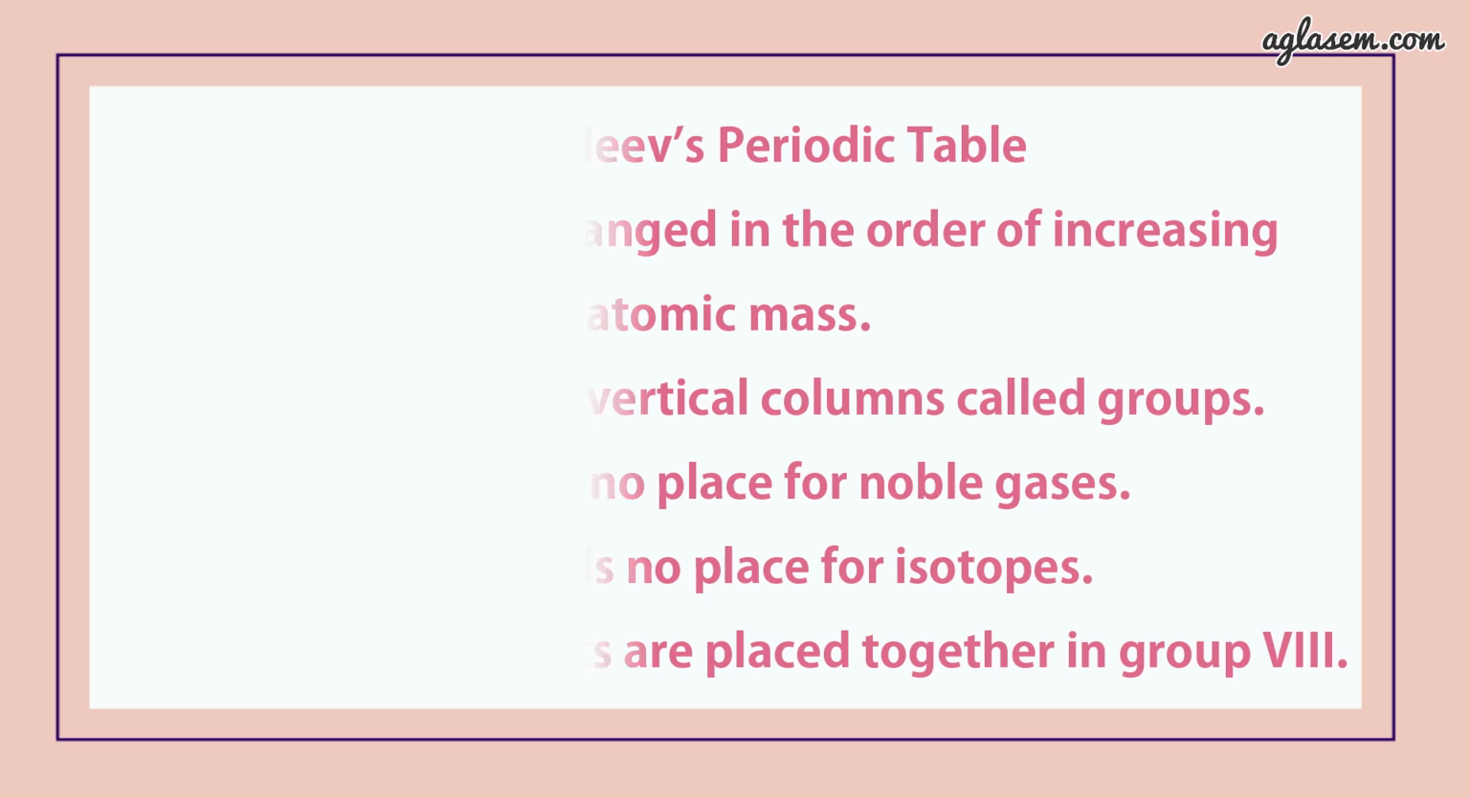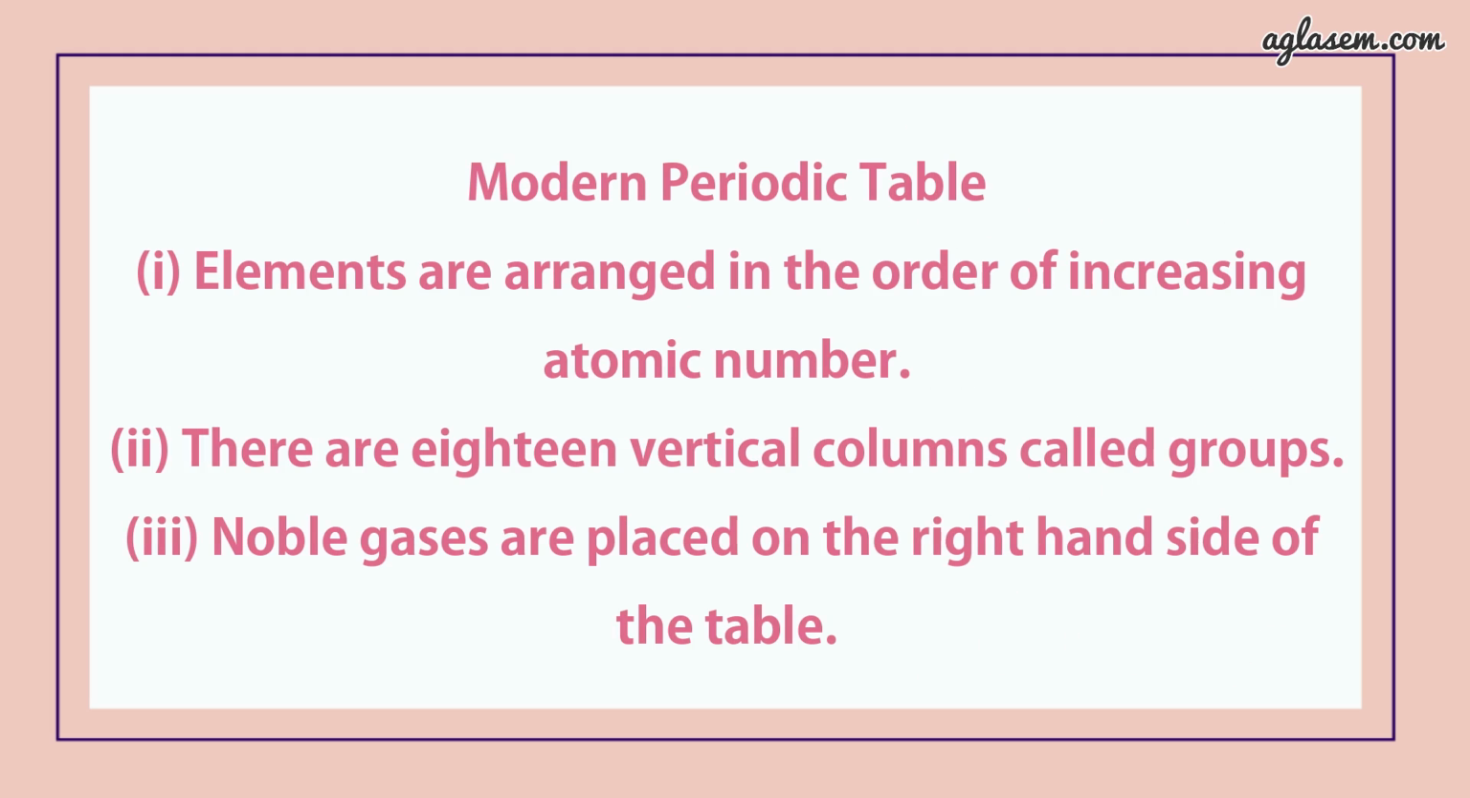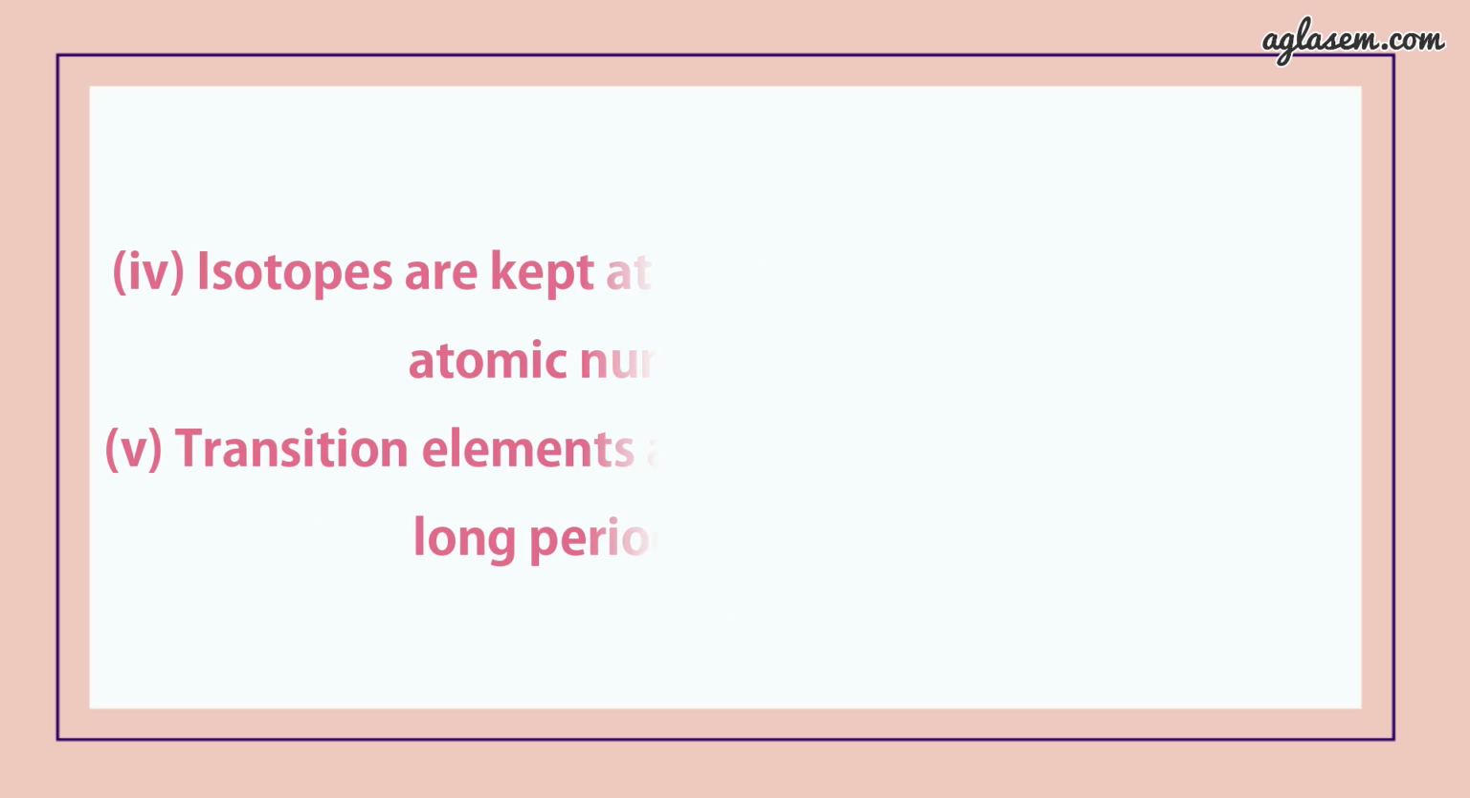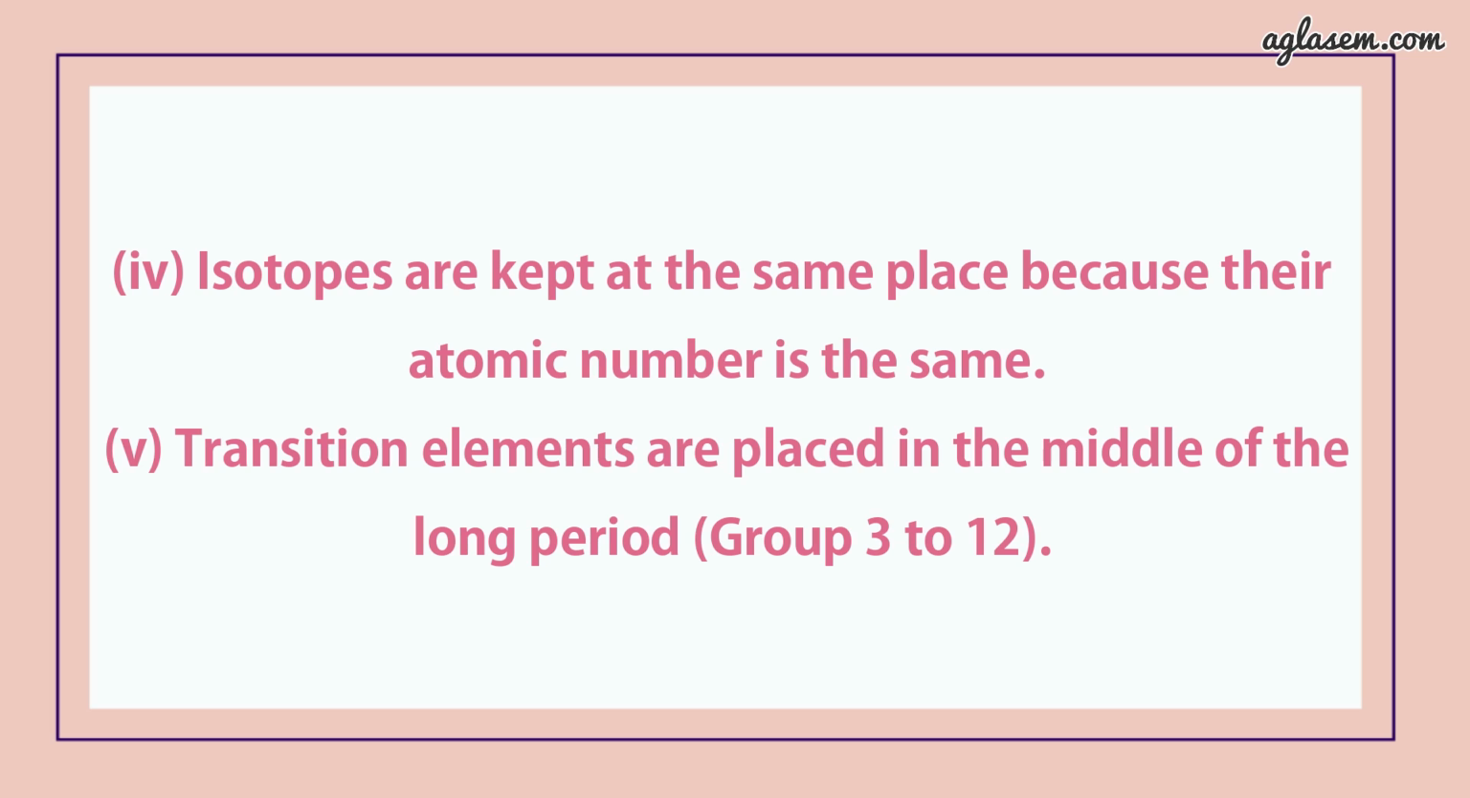Now, let's talk about the modern periodic table. Elements are arranged in the order of increasing atomic number. There are 18 vertical columns called groups. Noble gases are placed on the right hand side of the table. Isotopes are kept at the same place because their atomic number is the same. And the fifth point is, transition elements are placed in the middle of the long period from group 3 to 12.